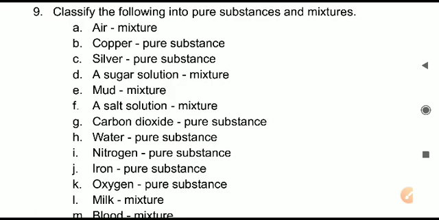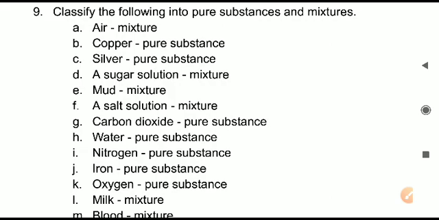It is a pure substance. It contains carbon and oxygen atoms only. Two elements are there, and we cannot separate them. Carbon and oxygen cannot be separated by physical methods. Therefore, carbon dioxide is a pure substance. All the elements and all the compounds are pure substances only.